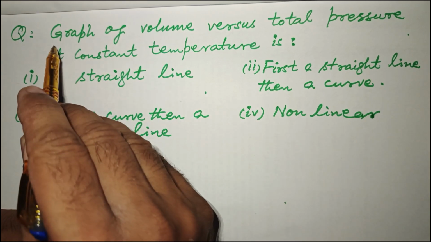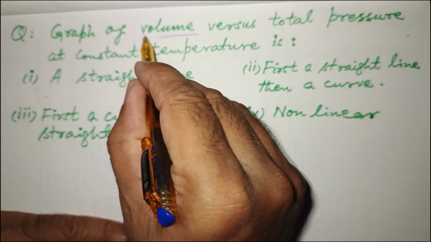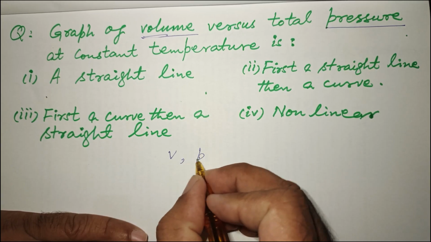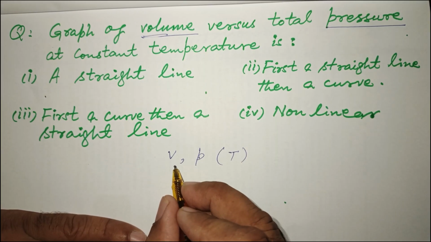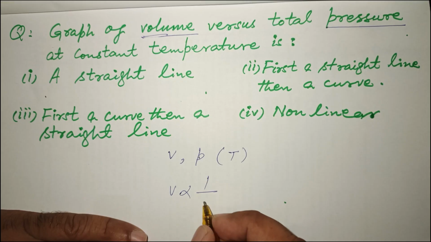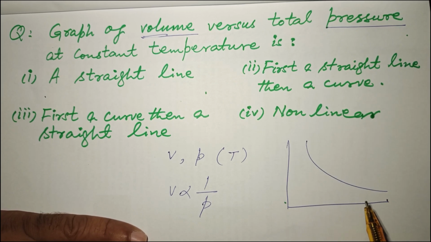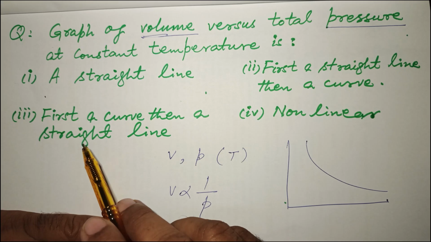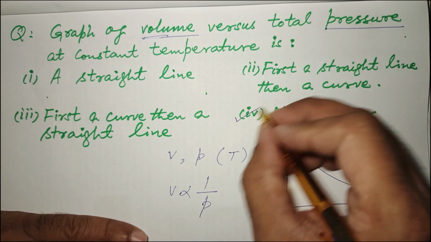So when you look at the statement, graph of volume versus total pressure, two things are given. This is volume V and this is pressure P. So you have to make a graph between V and P. And what is constant? Temperature is constant. So we know that this is Boyle's law. V is inversely proportional to the pressure. The graph of Boyle's law is a hyperbola. So when you look at a hyperbola, you can find that it is a curve. It does not meet the first, second, and third options. The hyperbolic graph is a non-linear graph. So the correct option is 4.